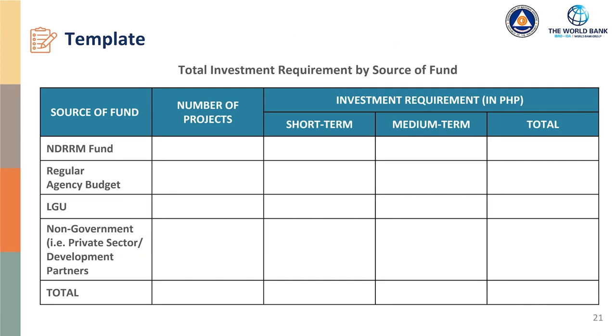So in the previous slide, we discussed the financing and investment requirements of the different programs, projects, and activities. To be able to see this quickly, we have come up with different templates. What you have on the slide shows the source of fund. We discussed this, NDRRM fund, regular agency budgets. The next column will show the number of projects. How many of the projects will be funded, for example, by the LGU themselves? How many will be funded by the private sector?